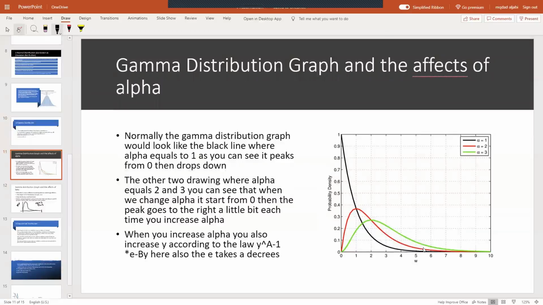And the y increases. In the other two drawings, where alpha equals 2 and 3, you can see that when we change alpha, it starts from 0. Then the peak goes to the right a little bit each time you increase alpha. When you increase alpha, you also increase y according to the law y to the power of alpha minus 1. In e to the power of minus y, here also the e decreases. The y increases, the e decreases, because when the value of y is bigger, the e decreases each time.